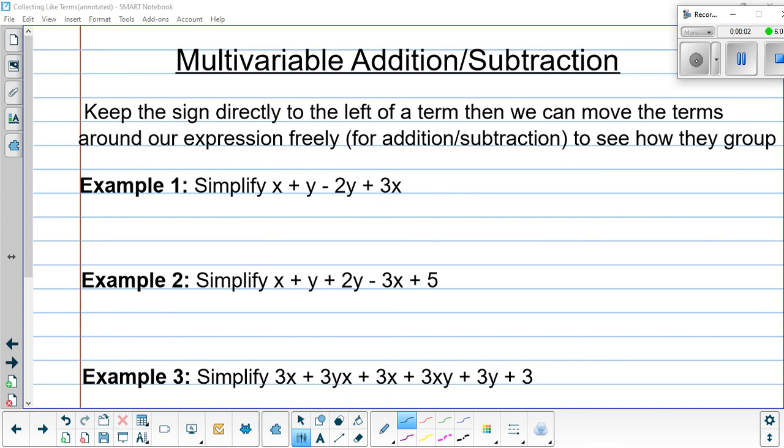Hi, and today we're going to look at multivariable addition and subtraction. This is going to involve the exact same process we did with x and x squared and x cubed, treating them all separately and differently. Now we can see it a lot more easily.